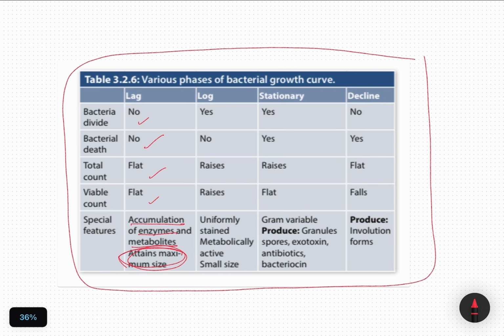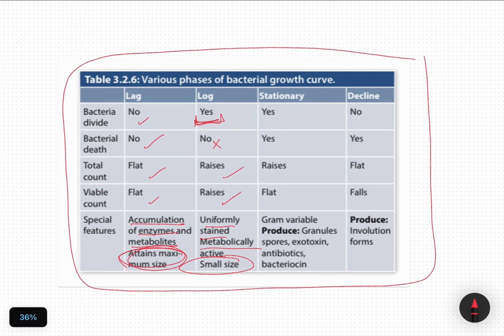What is happening in the log phase? Here bacteria are starting to divide, but no death has ever occurred here. Total count is rising, viable count is also rising. Okay, now they are uniformly stained. I have shown all of them in pink color, so they are uniformly stained. I have shown them running around, so they are metabolically active. I have also said that they are exponentially dividing, right? So all of them are small in size.